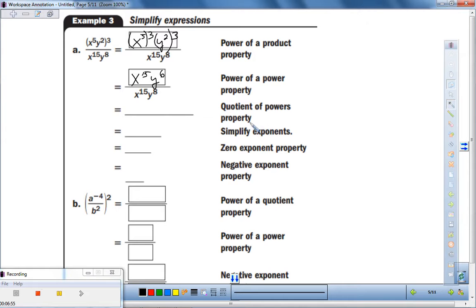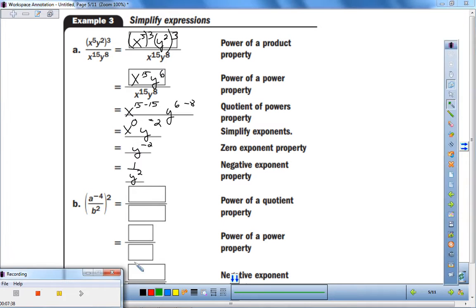Now, quotient of powers. We would end up with x to the 15 minus 15 because they have the same base, and then 6 minus 8. So when we do this, we end up with x to the 0 power, and then y to the negative 2 because we have 6 minus 8. We're subtracting, so we take the sign of the larger. Anyway, we end up with negative 2 here. Now x to the 0 power is 1, so we're left with y to the negative 2. To get rid of the negative exponent, we're going to put 1 over y squared.